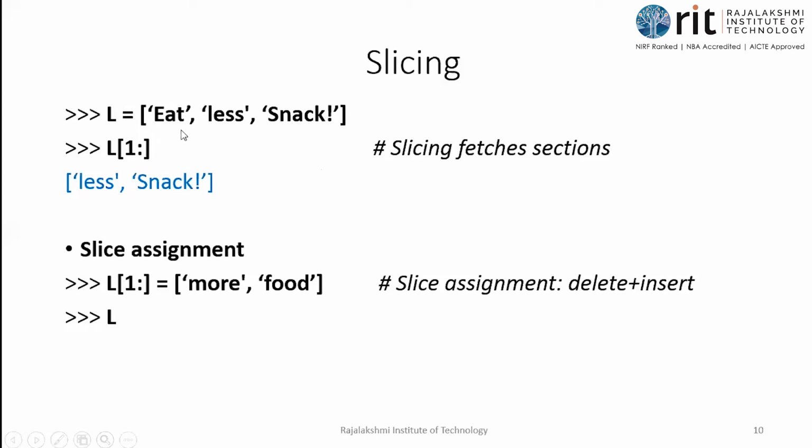So L is equal to eat, comma, list, comma, snack. So there are 3 items in the list named L. Now, when you look at the instruction that is available, L of 1 colon and empty value. I have not given any value here. So I've given the starting criterion and then colon. The value that comes before the colon is the starting index position, and after the colon is the ending or the stopping index location, isn't it?